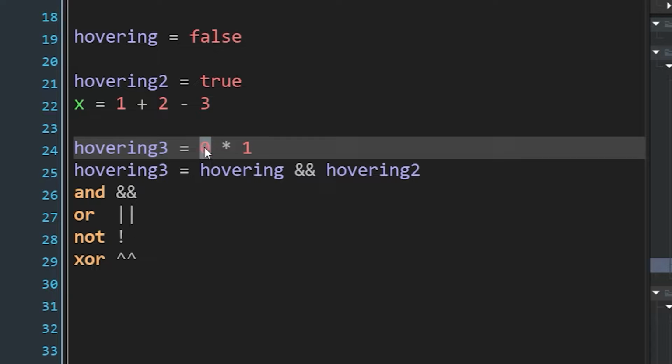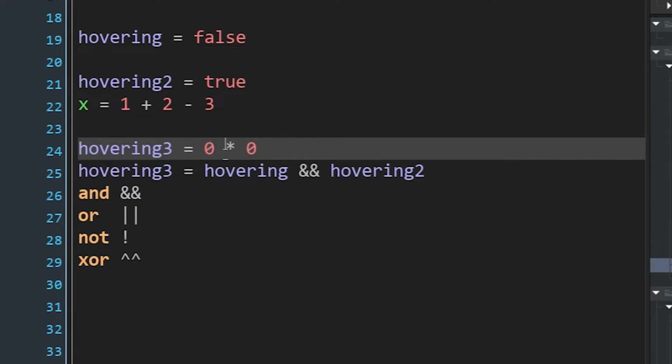False is equal to 0, and 1 is equal to true underneath the hood. So it actually simplifies to 0 times 1, 1 times 1, or 0 times 0. And what is 0 times anything? It's, well, you guessed it, 0. So AND will always be 0 if at least something's false.